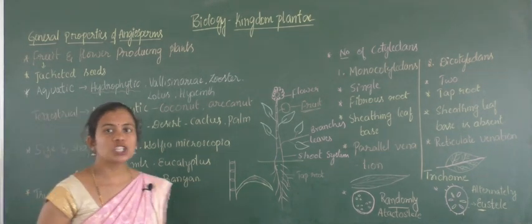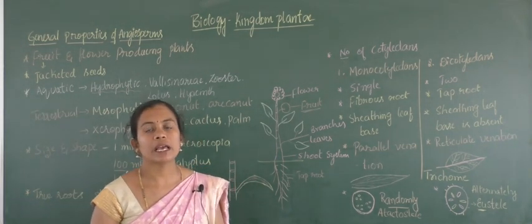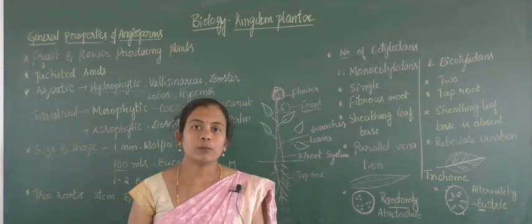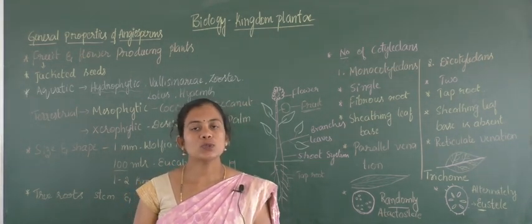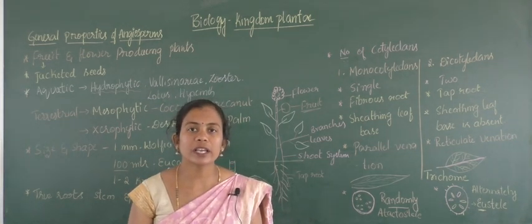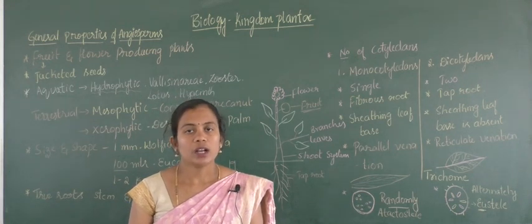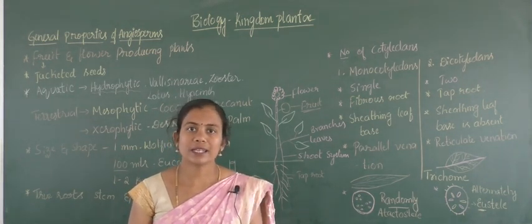In the next session, we are going to take up the life cycle of angiosperms. Along with that, other different types of life cycles are also there, such as the haplontic life cycle, diplontic life cycle, and haplodiplontic life cycle, and those things will be discussed in the next session.